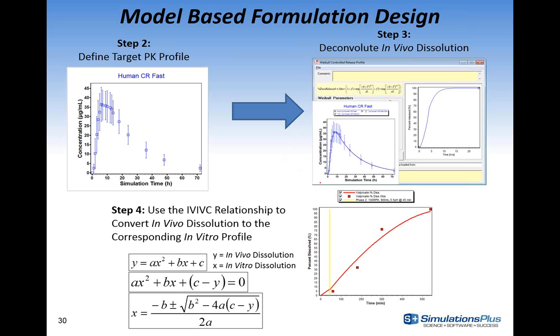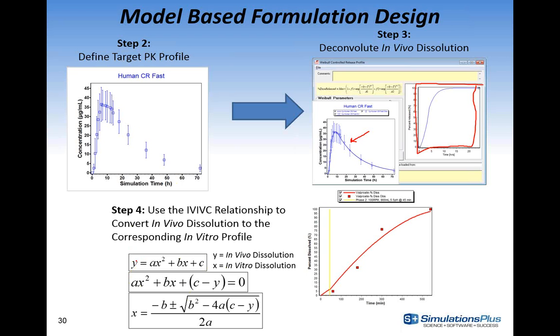Within GastroPlus, I can then calculate what the in vivo dissolution rate is using the optimization module and the Weibull function. That gives a fit to the data shown here. Once I have that in vivo dissolution profile, I use that polynomial correlation between the in vitro and in vivo dissolution rate that I had developed on the previous slides.